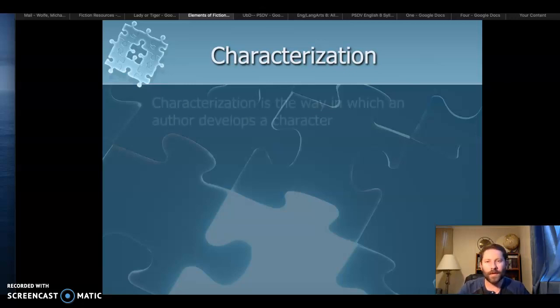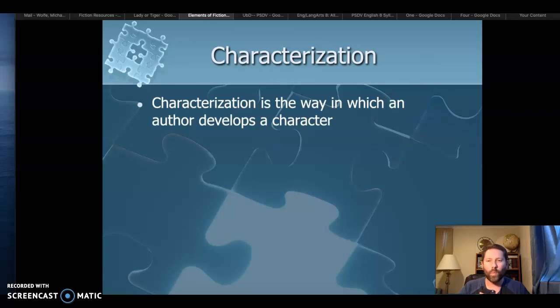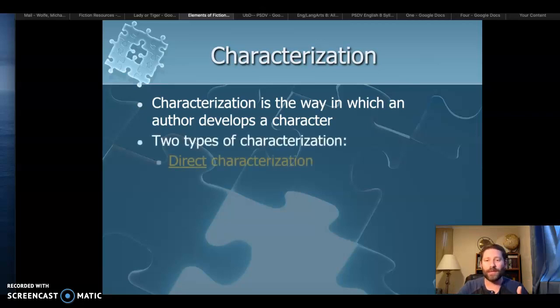So right off the bat, let's go ahead and talk about what characterization is. And obviously characterization is a way in which an author develops a character, so like how they do that. So there are two types of characterizations.